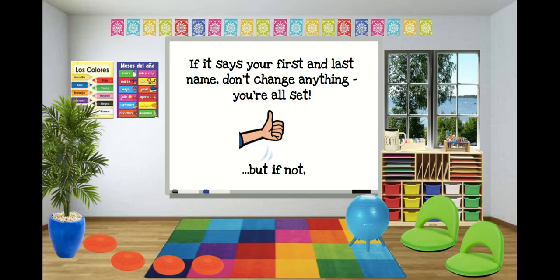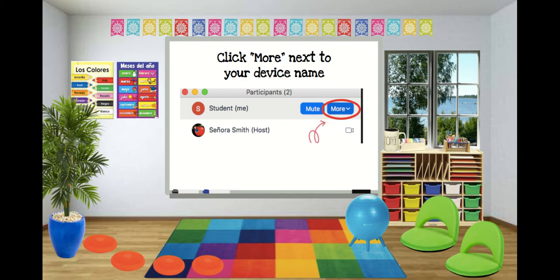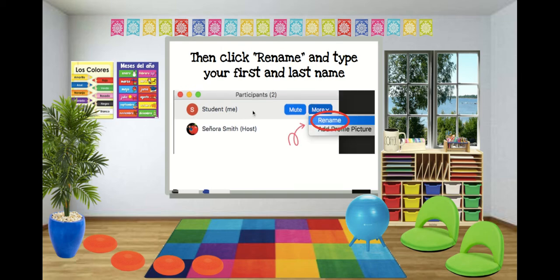Now, if the name that says me next to it already says your first and last name, you don't need to change anything. You are all set. But if it says something else besides your name, please click More next to that name, your device name that says me, and then click Rename. Then you'll be able to type in your name. And then you'll be set.